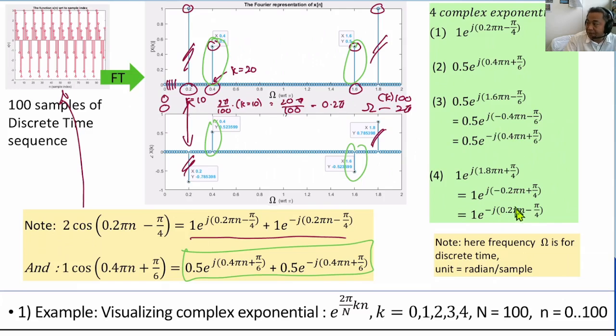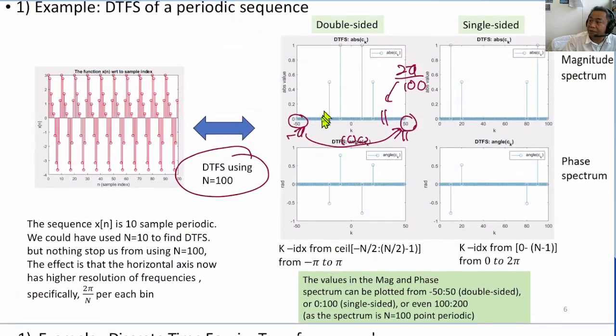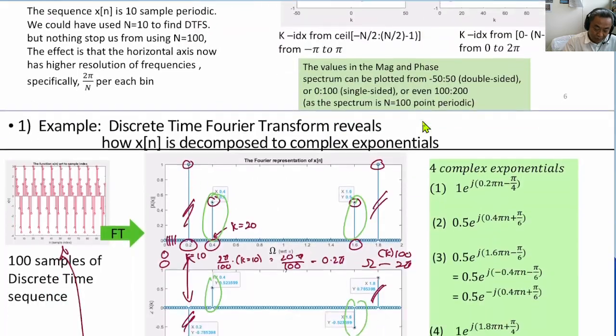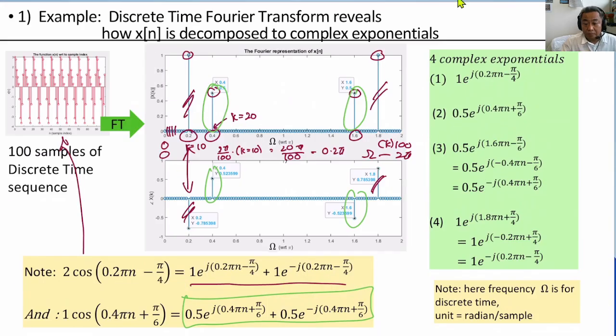Go and read this carefully and you will see why we can either draw it as a single-sided spectra from 0 to 2 pi or as a double-sided spectra from minus pi to pi. It's the same information. With that, we end the discussion of the DTFS interpretation. Thank you.